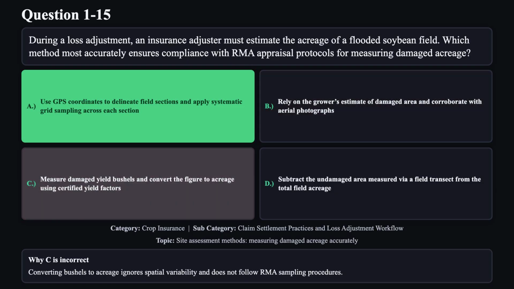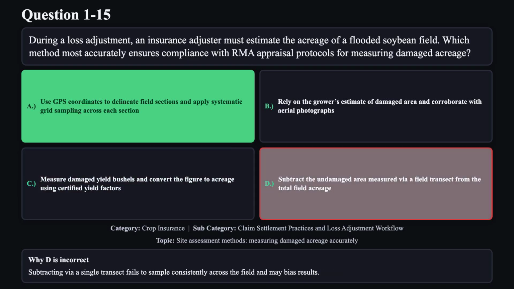Reason C is not correct. Converting bushels to acreage ignores spatial variability and does not follow RMA sampling procedures. Reason D is not correct. Subtracting via a single transect fails to sample consistently across the field and may bias results.